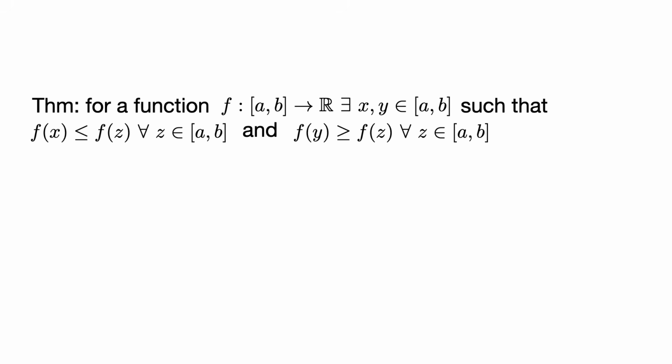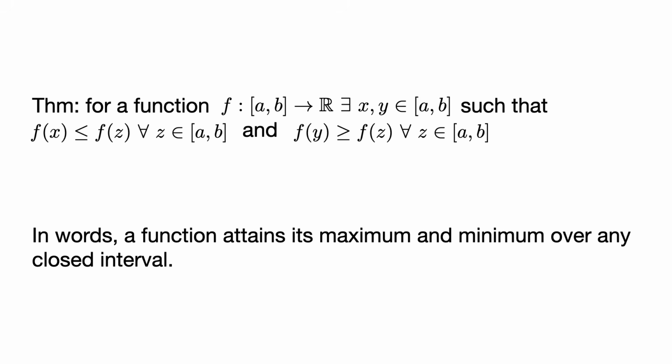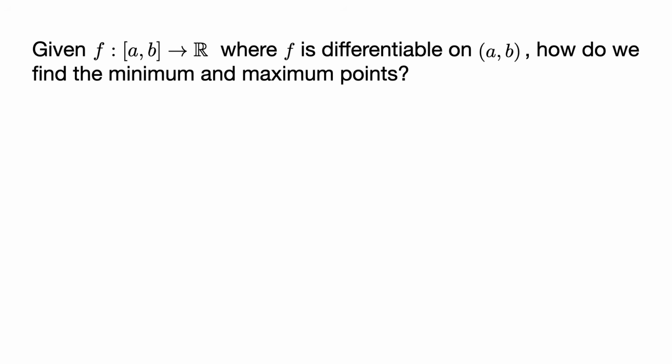For a function f that maps closed interval [a, b] to the real numbers, there exist x and y in [a, b] such that f of x is less than or equal to f of z for all z in [a, b], and f of y is greater than or equal to f of z for all z in [a, b]. So what does all this mean? In words, a function attains its maximum and minimum over any closed interval. So let's say we have f that maps interval [a, b] to the real numbers where f is differentiable on [a, b]. How do we find the minimum and maximum points?